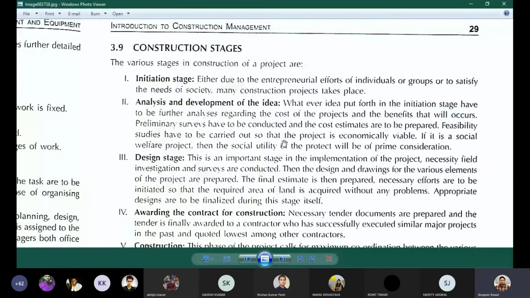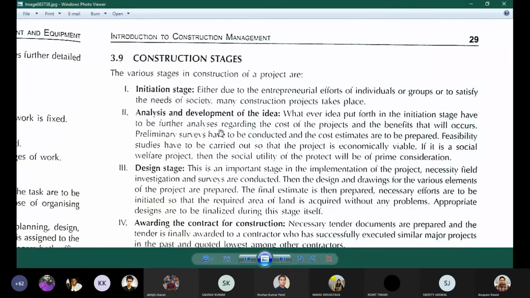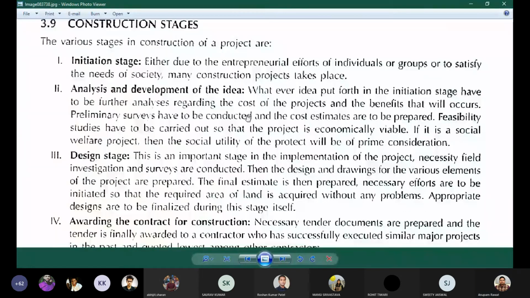If you talk about the various construction stages, first is the initiation stage. Either due to the entrepreneurial effort of an individual or a group, or to satisfy the need of the society, the initiation stage is started. After that comes analysis and development of an idea. Whatever idea is put forth in the initiation stage has to be further analyzed regarding the cost of the project and the benefits that will occur. The preliminary survey has to be conducted and the cost estimates are to be prepared. Feasibility studies have to be carried out so that the project is economically viable.